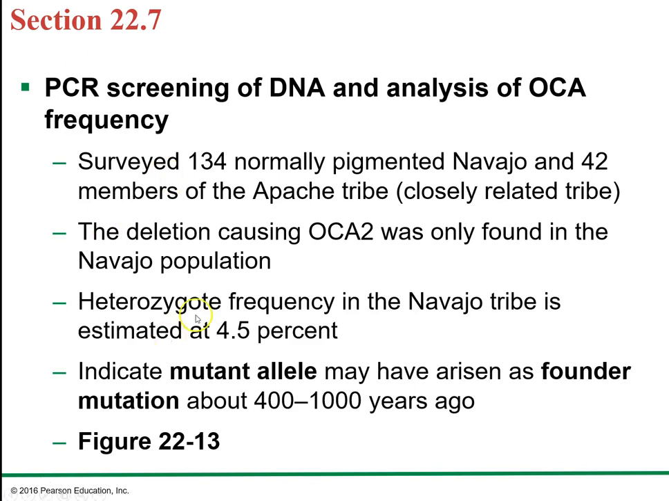From this, they calculated that the heterozygote frequency in the Navajo tribe is about 4.5%. This research indicates that the mutant allele probably came from some founder mutation about 400 or 1,000 years ago. A small number of individuals broke away to form this tribe, they carried that mutant allele and then started to reproduce, and that's why you only see it isolated in the Navajo tribe.